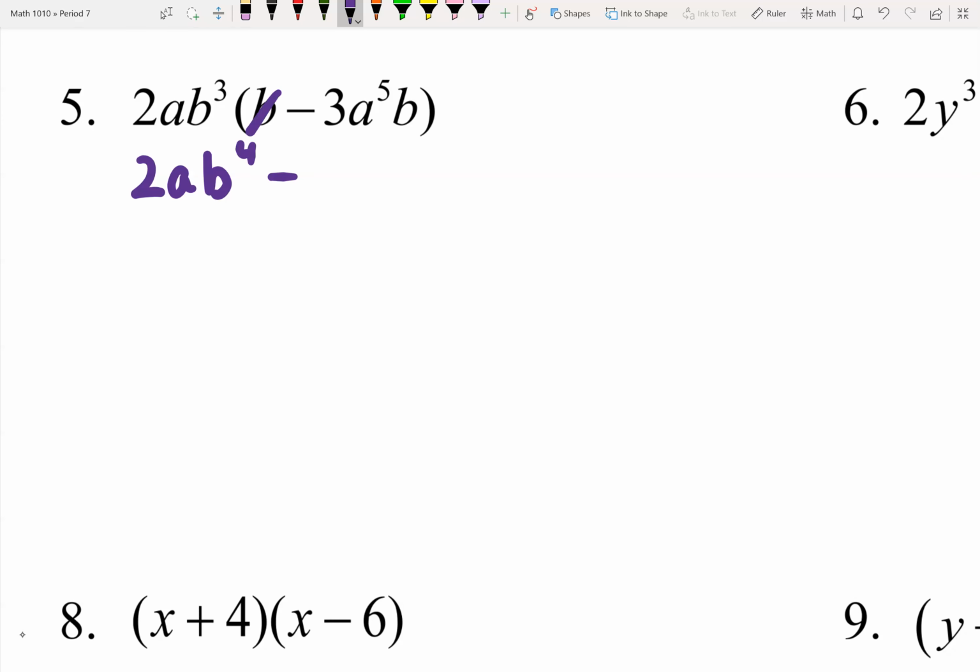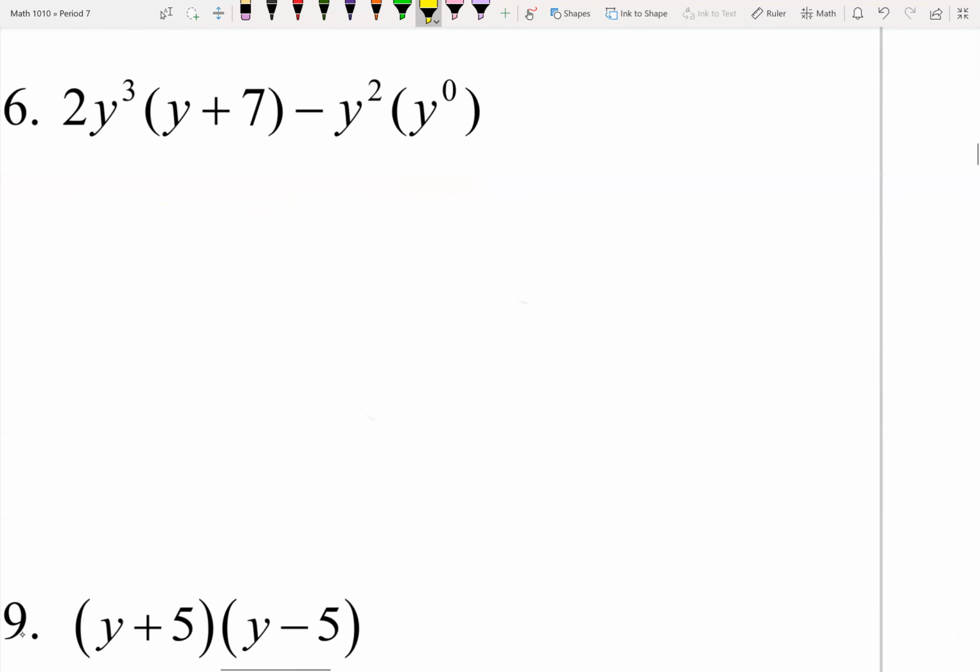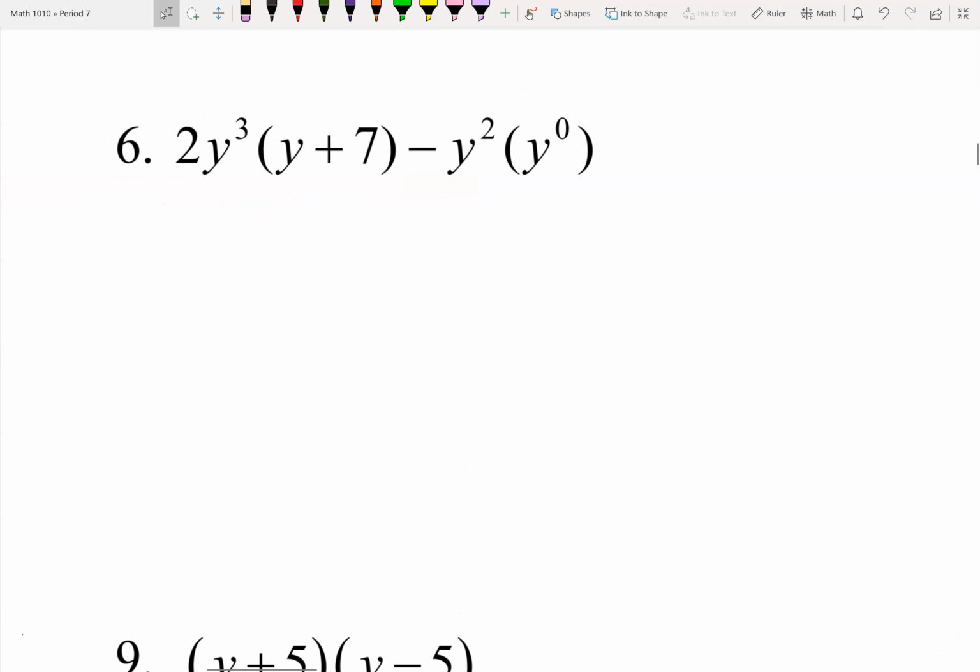Positive times negative is a negative. 3 times 2 is 6. A's are 1 and 5 for a total of, tell me, 6. And then your b's are 3 and 1 for a total of 4. That's it. Easy. Okay. Question 6, little bit trickier.